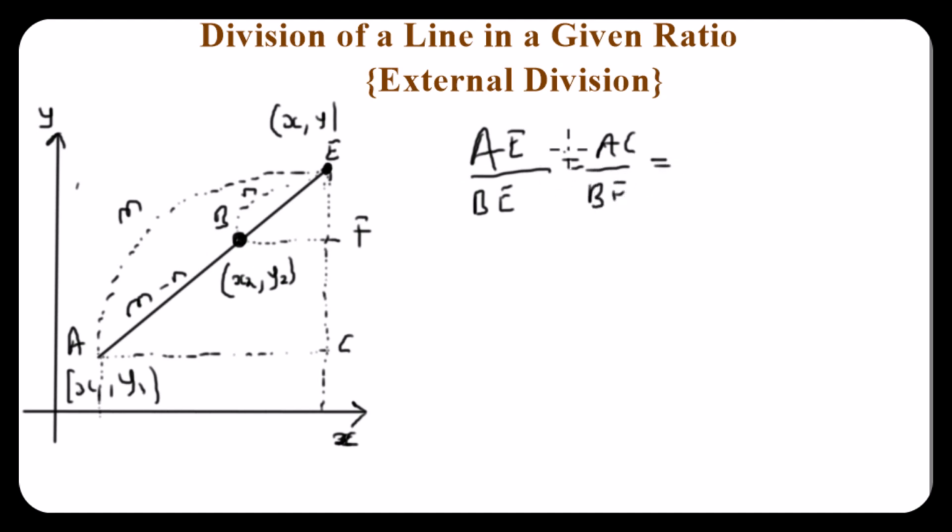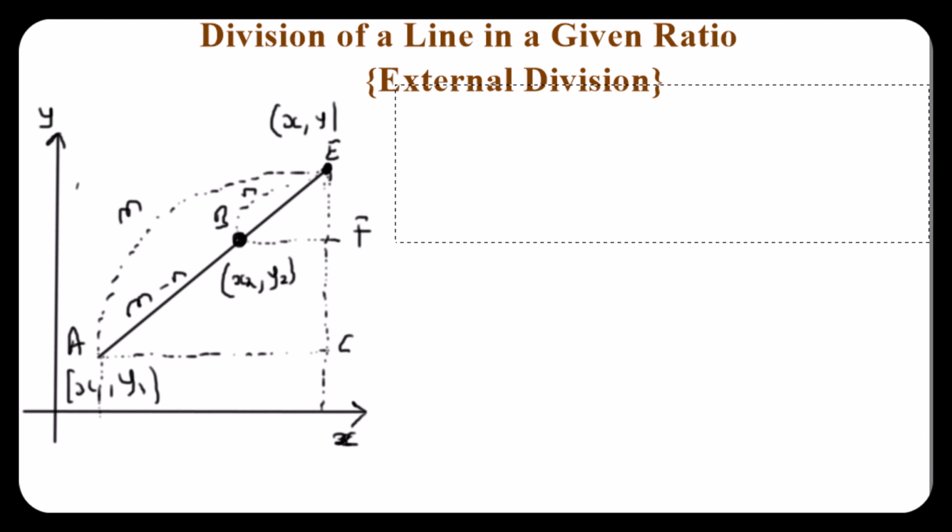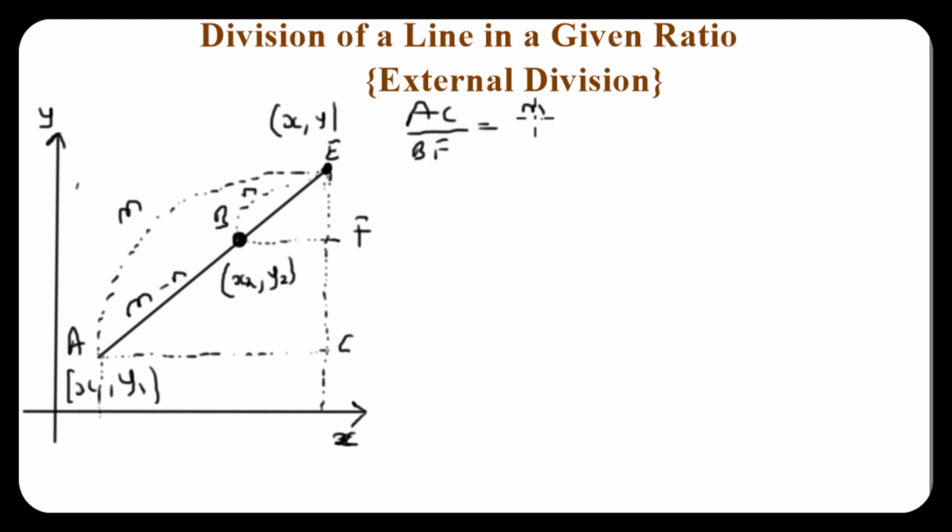Also, I can say this is equal to EC over the shorter one, EF. And lastly, this is equal to M over N. Just like we did for the previous one, we're going to take any two. So I'll take AC over BF and equate it to M over N, so I can find the coordinates x and y. Let me quickly clean this part of the screen away. All right, so AC over BF must be equal to M over N.